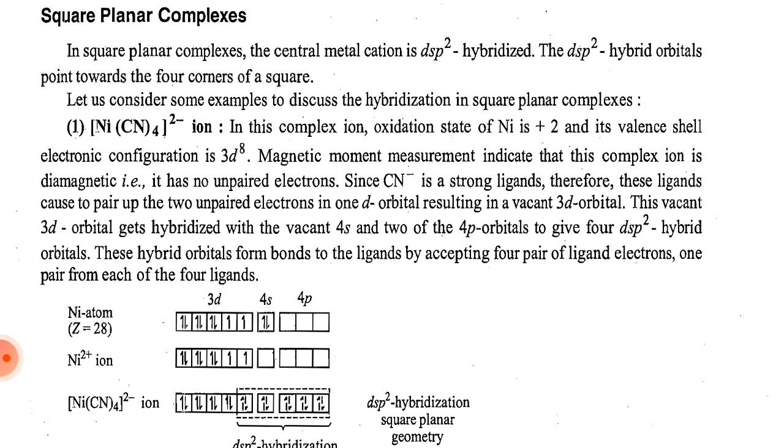In this complex ion, the oxidation state of nickel is +2 and its valence shell electronic configuration is 3d8. Magnetic moment measurements indicate that this complex ion is diamagnetic, that is, it has no unpaired electron. Since CN- is a strong ligand, it causes the pairing up of the two unpaired electrons in the 3d orbitals, resulting in a vacant 3d orbital. This vacant 3d orbital gets hybridized with the vacant 4s and 2 of the 4p orbitals to give 4 dsp2 hybrid orbitals. These hybrid orbitals form bonds to the ligands by accepting 4 pairs of ligand electrons, 1 pair from each of the 4 ligands.